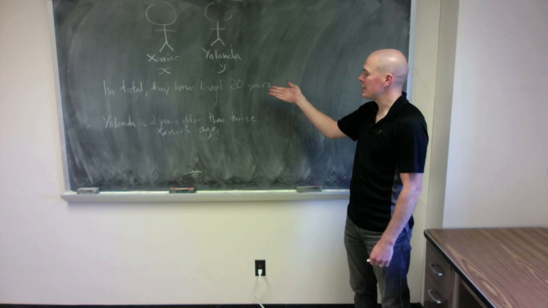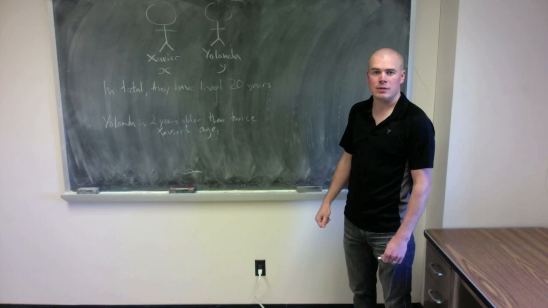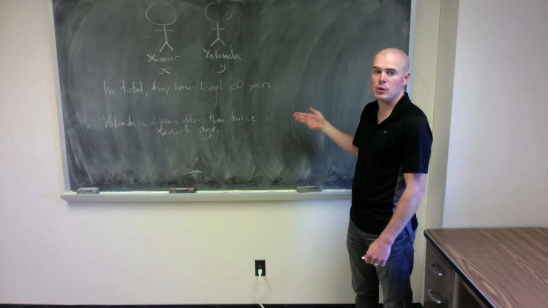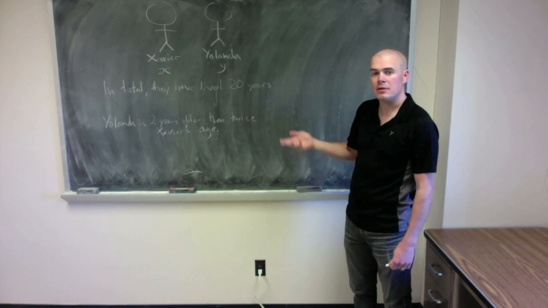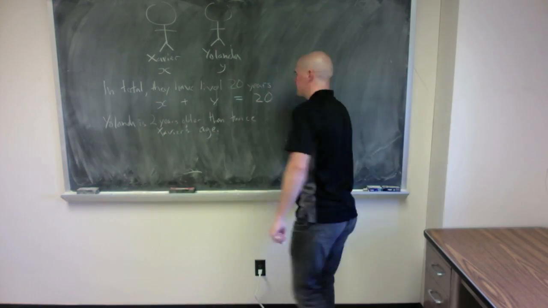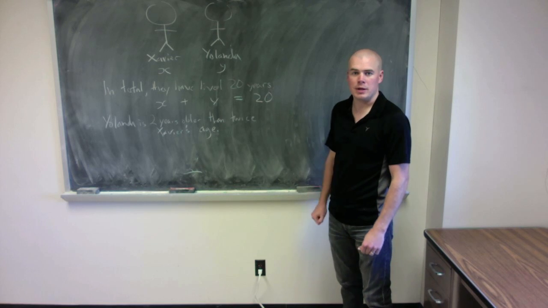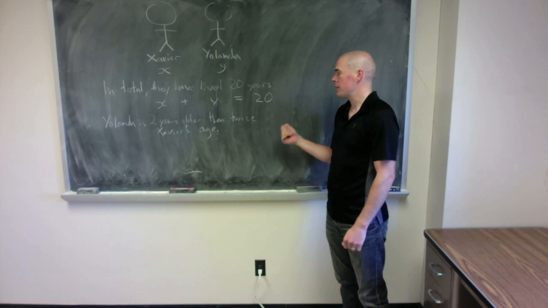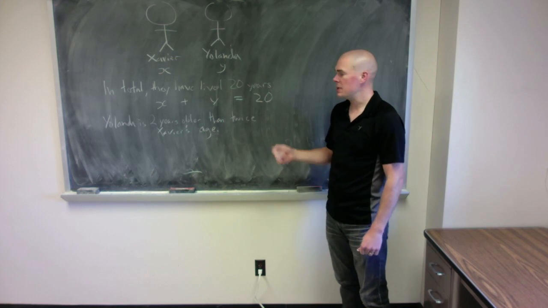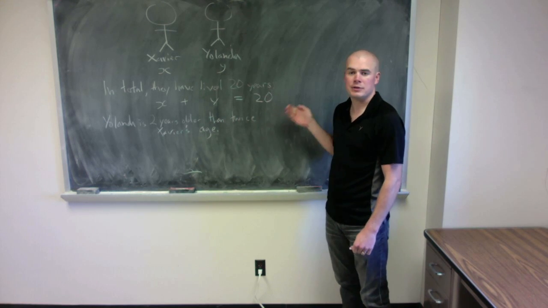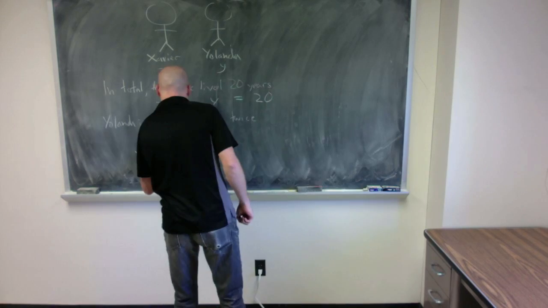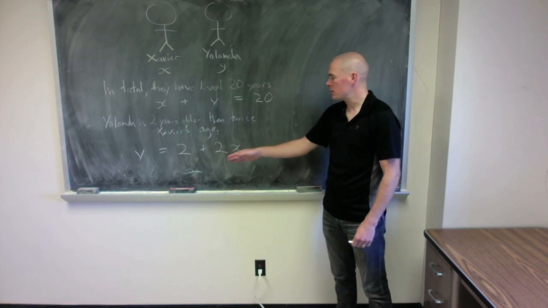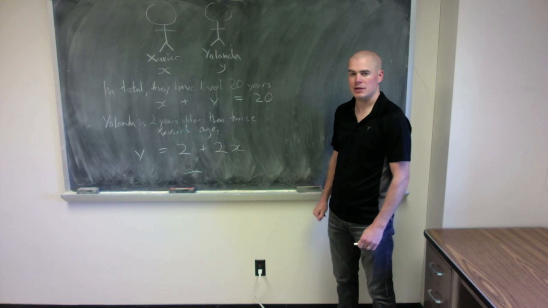And now what I want to do is take these statements and convert them into linear equations. So this first one, in total they have lived 20 years, means that the sum of their ages is equal to 20. So I have that x plus y equals 20. This other statement, Yolanda is 2 years older than twice Xavier's age, means that y is equal to 2 plus twice x. So now I have in this equation that y is equal to 2 plus 2x, corresponding to this statement.